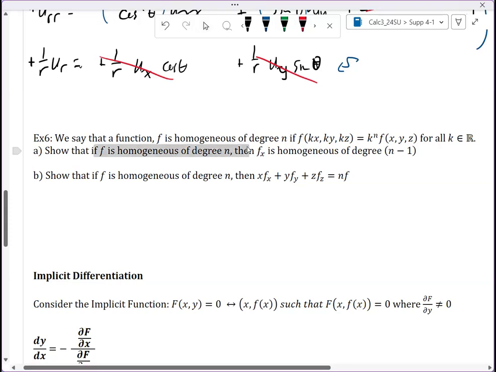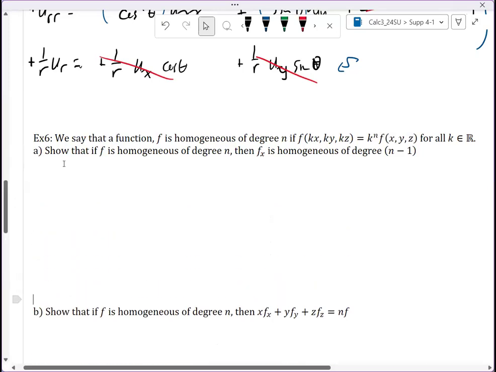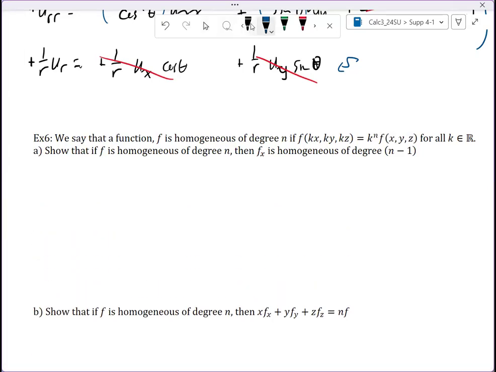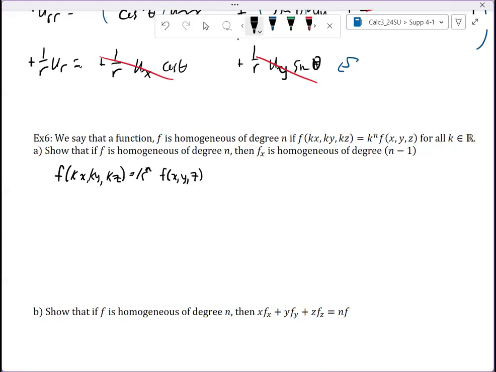So first, let's show that if f is homogeneous of degree n, then the partial of f with respect to x, that function is homogeneous of degree n minus 1. And I think I'll just split these up this way. Okay, so we have that f is homogeneous of degree n. So we have this, and we want to show fx is homogeneous of degree n minus 1.